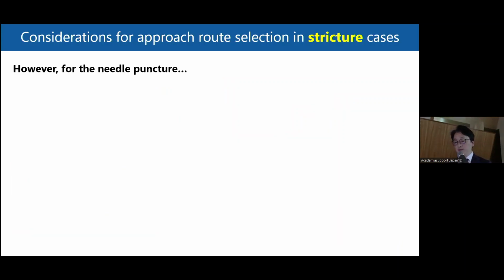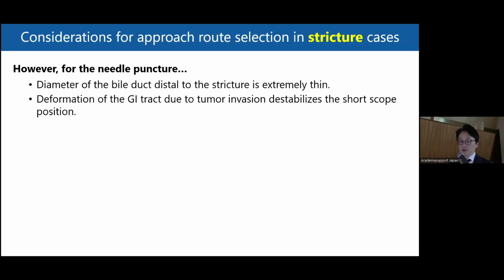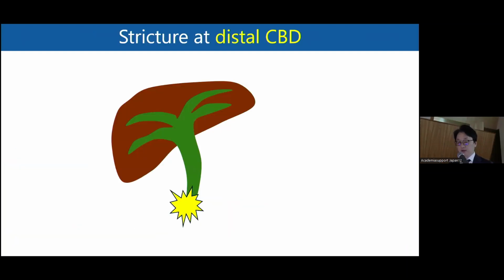However, for the needle puncture, the diameter of the bile duct distal to the stricture is extremely thin, and deformation of the GI tract due to tumor invasion destabilizes the scope position. The tumor may be located on the puncture line. So if the first choice is unavailable, another approach route should be selected based on the stricture site, biliary diameter, and tumor location.